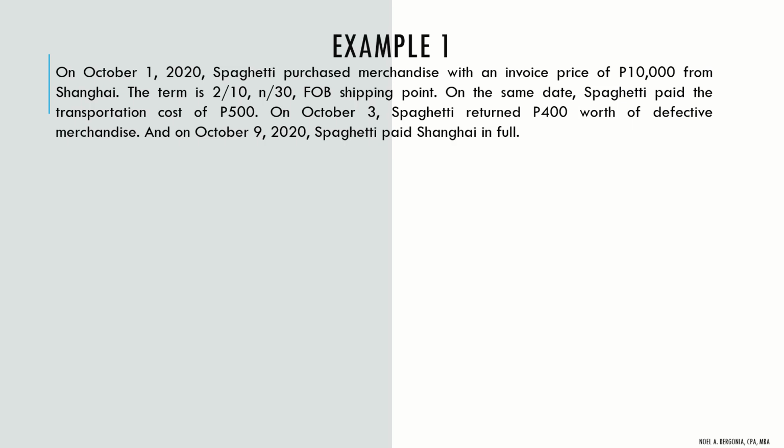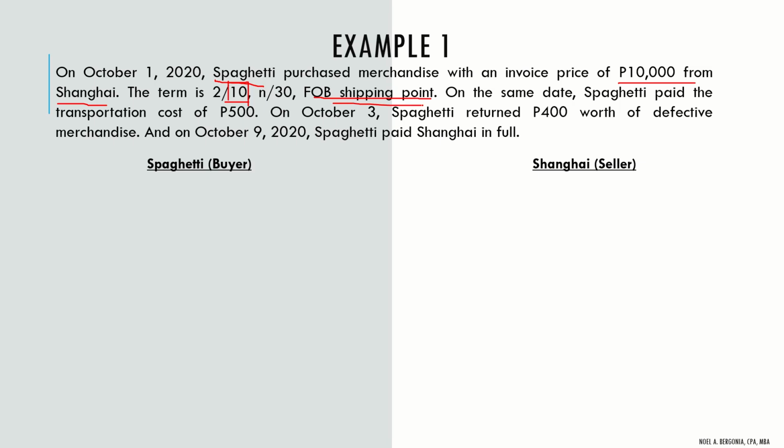On October 1, 2020, Spaghetti purchased merchandise. So Spaghetti was the buyer kasi siya yung nag-purchase daw ng merchandise with an invoice price of 10,000 from Shanghai. So Shanghai is, sino? The seller. Okay? So the term is 2/10, over 30. So again, 2% discount could be availed if collected within 10 days or paid within 10 days if we are the buyer under FOB shipping point.